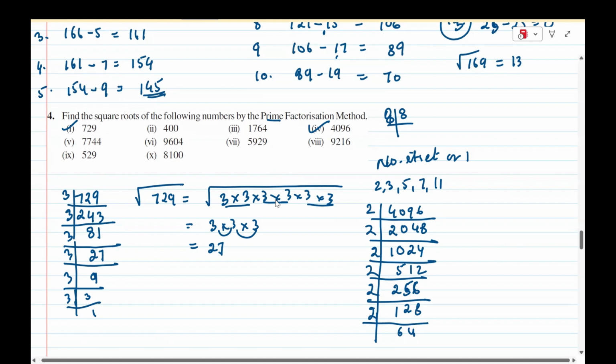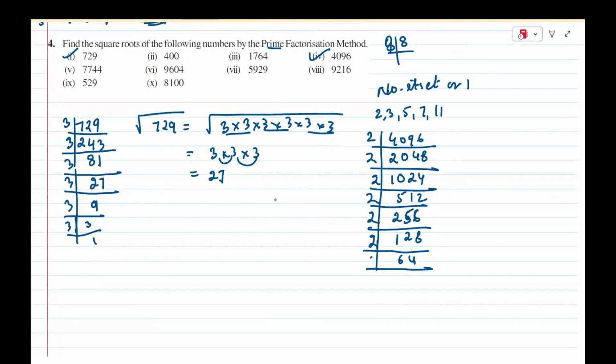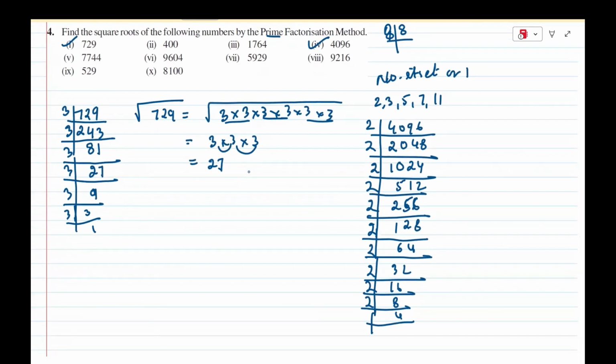I'll just scroll up a little bit. And then again by 2, 32. Again by 2, 16. 2, then 8. 2 by 4. See, even though it is longer, do not use another number in place of a prime number. It will give you a wrong answer. Wrong in the sense that you will not be getting the pairs for it.